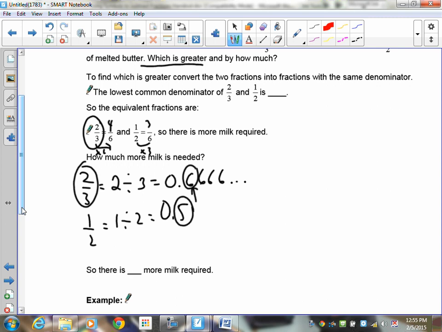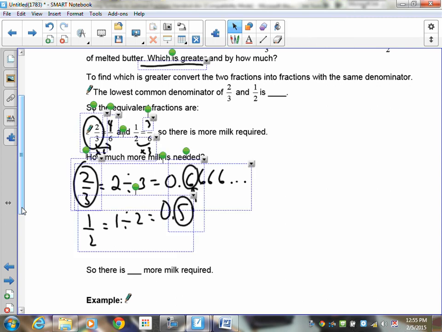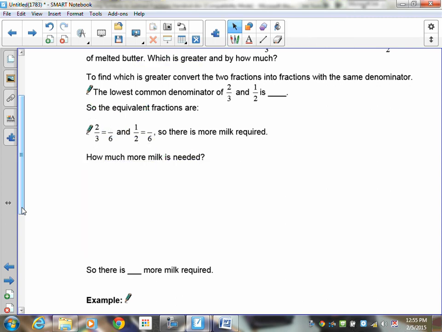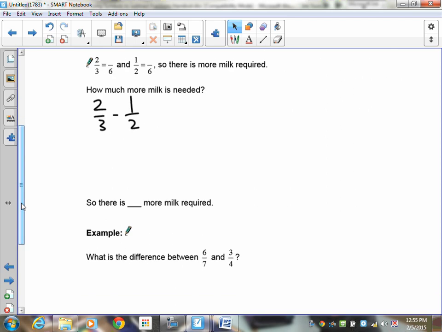Okay, so now I'm going to stop and erase that for a second. Let's go to the actual question on how much more milk is needed. Since I now know that 2/3 is greater, that is going to be 2/3 take away 1/2. I'm going to give you a second to complete this question.